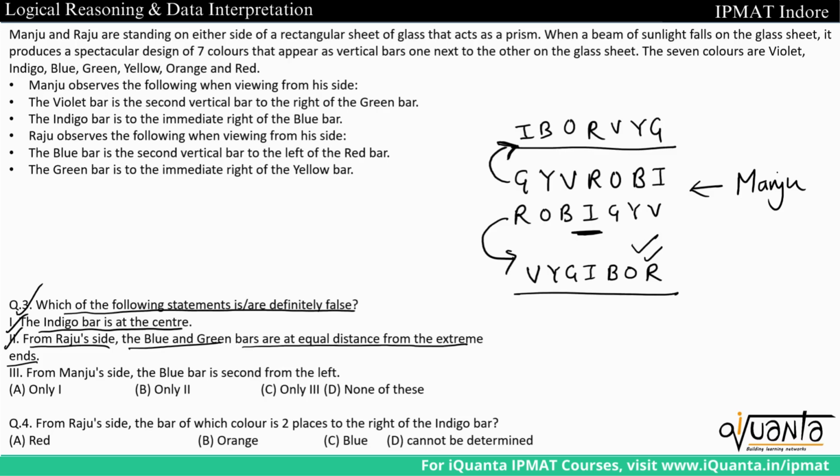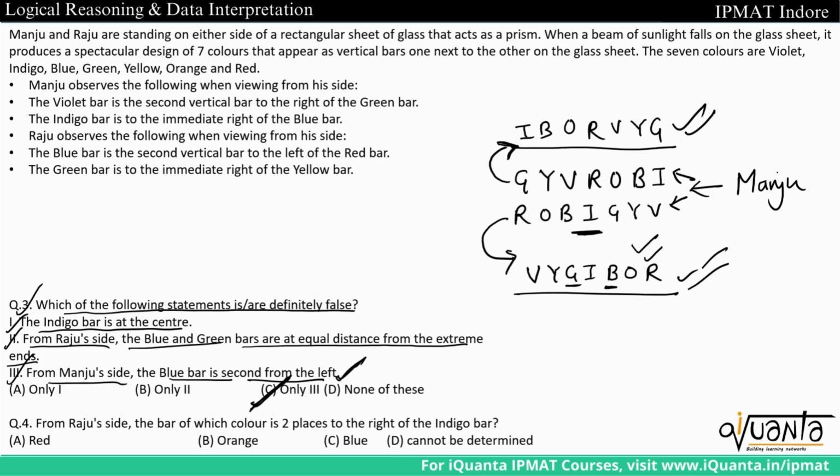The blue and green bars are at equal distance from the extreme ends. So in this case over here, the green and blue bars are not at equal distances from the extreme ends, while in this case over here I can see that green and blue bars are at equal distance from the extreme end. So there's a possibility of this statement being true, so we cannot take it as the answer. Third statement is, from Manju's side the blue bar is second from the left. So in both the observations of Manju over here, we can see that we do not have blue bar second from the left. So this statement is totally wrong. It will always be false. So option 3 will be the correct answer. So option C here will be the answer.